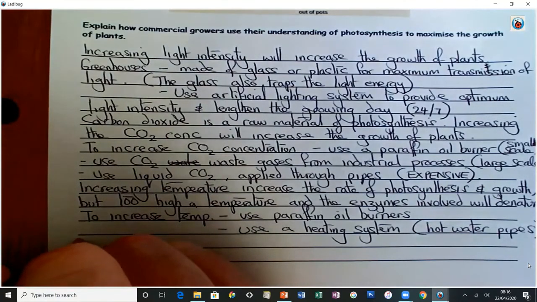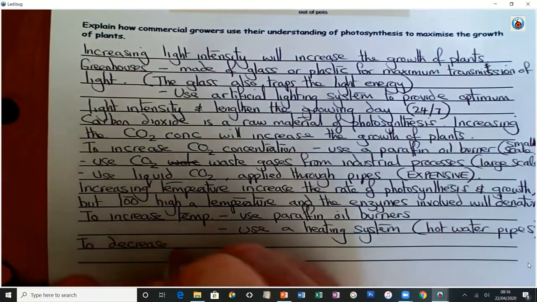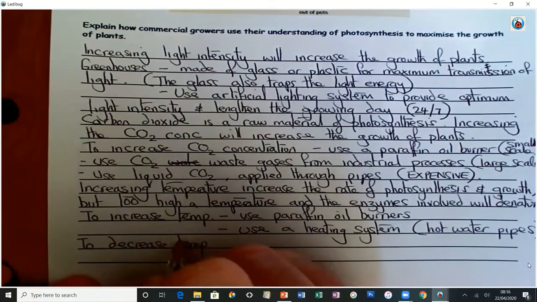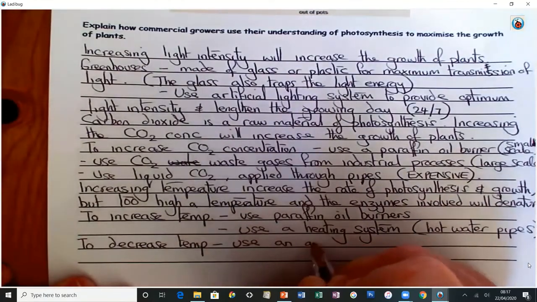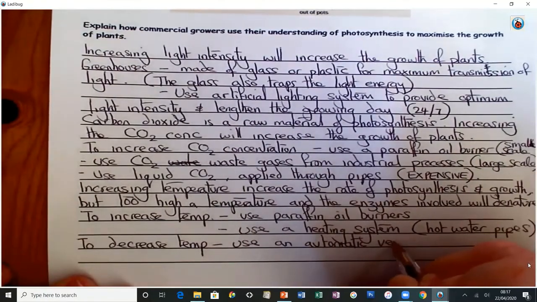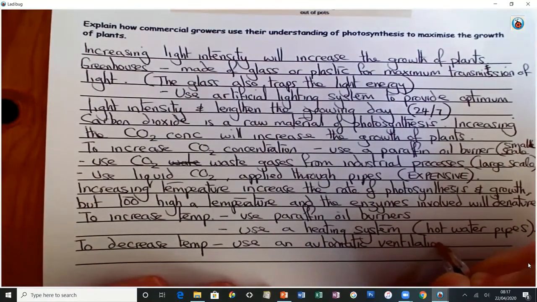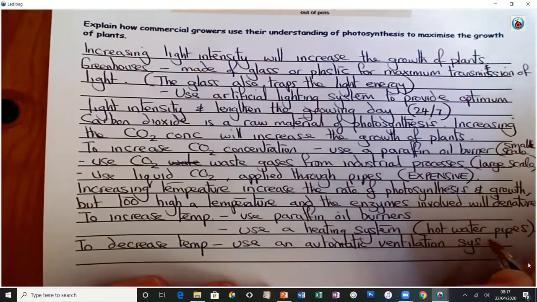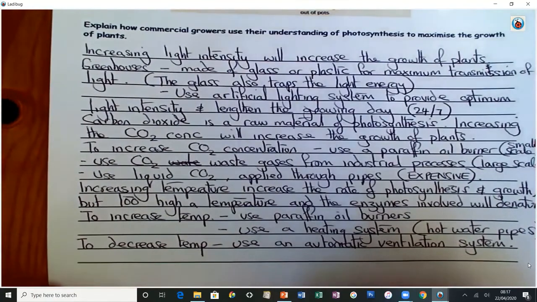So, to decrease temperature, we can use an automatic ventilation system. Basically, windows that will open and close automatically, controlled by a temperature sensor.